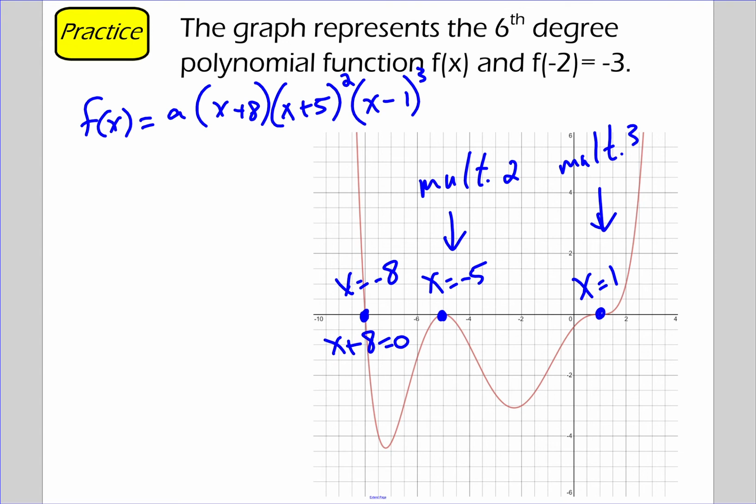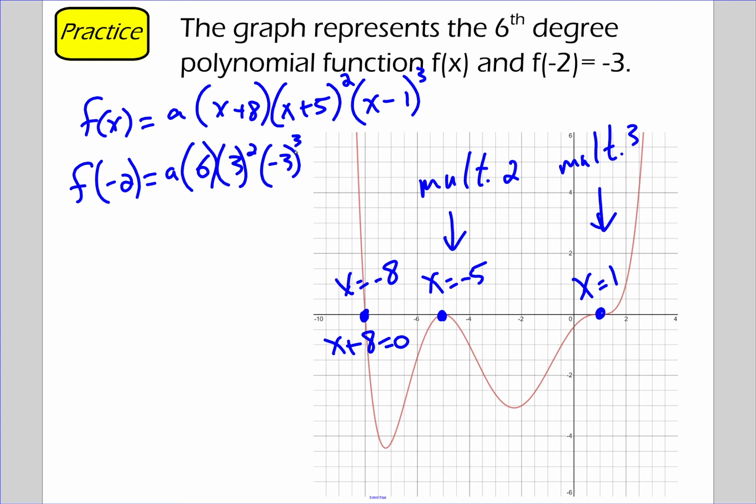Now the added piece here is that f of negative 2 equals negative 3. So if we go ahead and plug that in, f of negative 2, well, negative 2 plus 8 is going to be 6. Negative 2 plus 5 is 3. And then negative 2 minus 1 is negative 3.